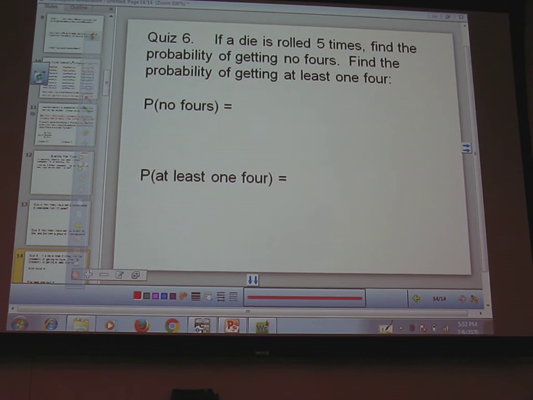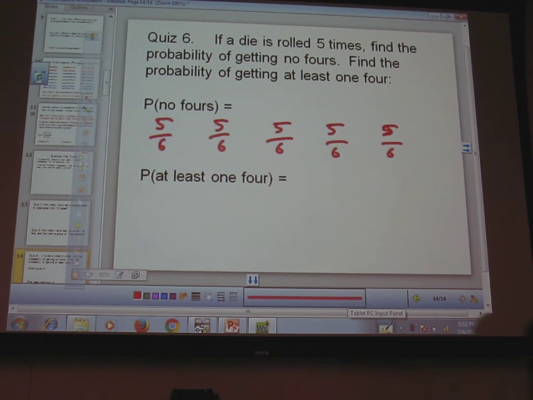I'm going to roll it again. Does the probability change? No, it's just a die. It's the same probability. The second time I roll it, there's still one 4 out of 6 possibilities. So each roll is the same. How many times am I rolling it? 5 times. So the second time, what's the probability of not getting a 4? 5/6. The next one? 5/6. So I'm going to do this 5 times. Every one has a 5/6 chance of not getting a 4. Are you guys on board with me? Yeah.